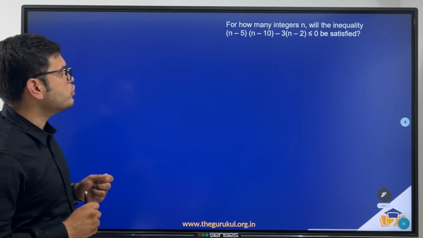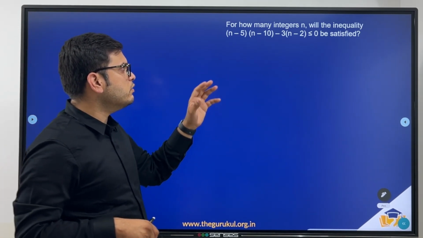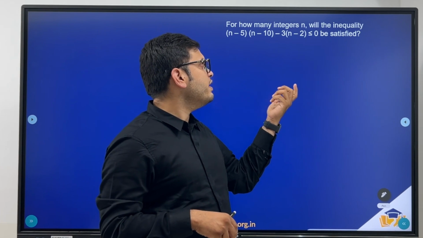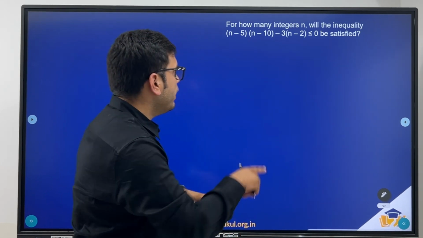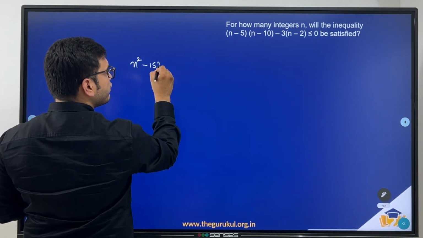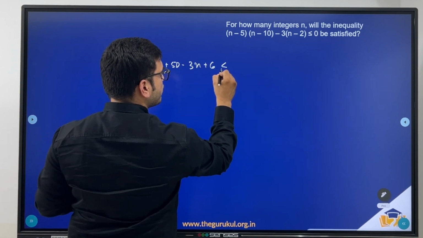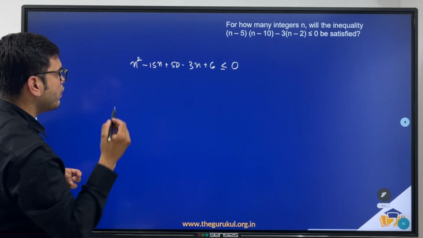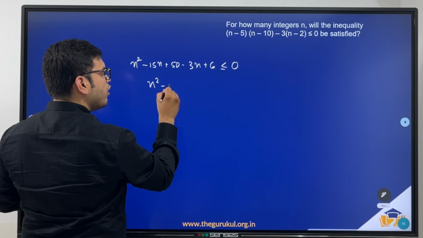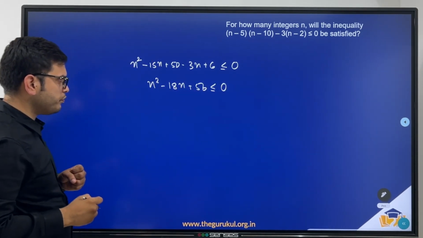Now coming to the second question. For how many integers n will the inequality (n minus 5) into (n minus 10) minus 3 into (n minus 2) less than or equal to 0 be satisfied? Now let me expand this. So you'll be having n square minus 15n plus 50 minus 3n plus 6 less than or equal to 0. Right. So this is nothing but n square minus 18n plus 56 less than or equal to 0.